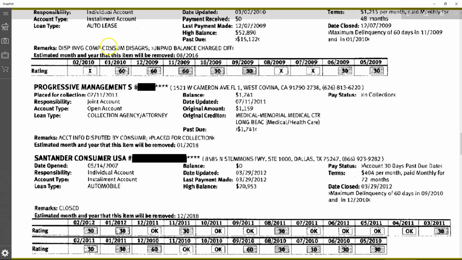Here's the remarks: disputes, investigation by consumer disagrees, unpaid balance charge-off. So this is an unpaid balance charge-off. So you want to ask them about this. Hey, customer, did you pay this charge-off? Is this correct? Okay.